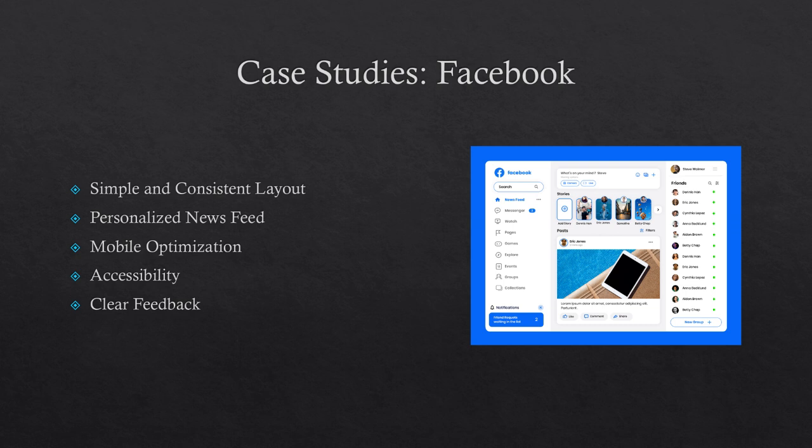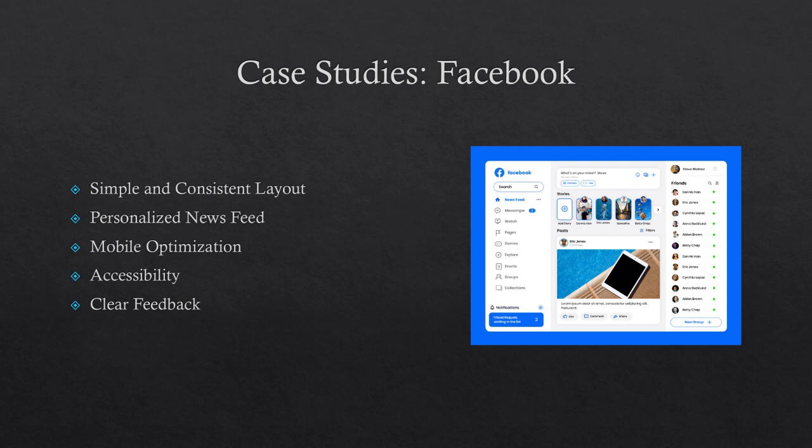Mobile optimization. Its mobile app is optimized for different screen sizes and devices, making it easy to use on a smartphone or tablet. And the app's GUI design is simple and easy to navigate, allowing users to access all the features they need. And for accessibility, its design includes features that make it accessible to a wide range of users.